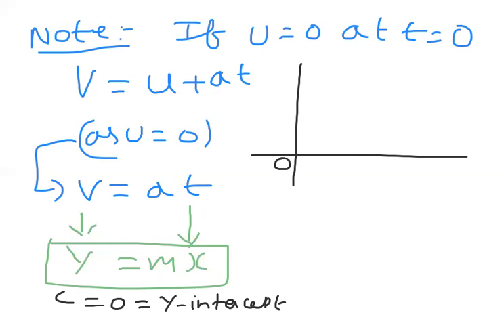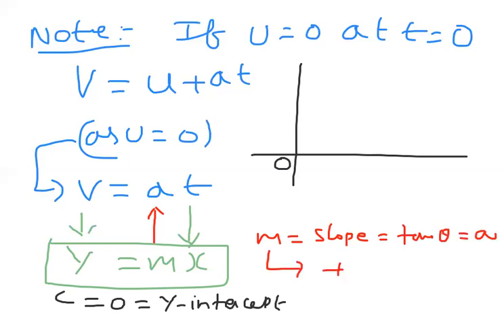What type of graph here? Slope is positive. Observe carefully the m. M is equal to slope is equal to tan theta is equal to a. And slope is also positive. There is no negative sign in front of a. So it is positive. So the graph now, y-intercept 0 means the graph has to start from the origin. So let us draw the graph from the origin.